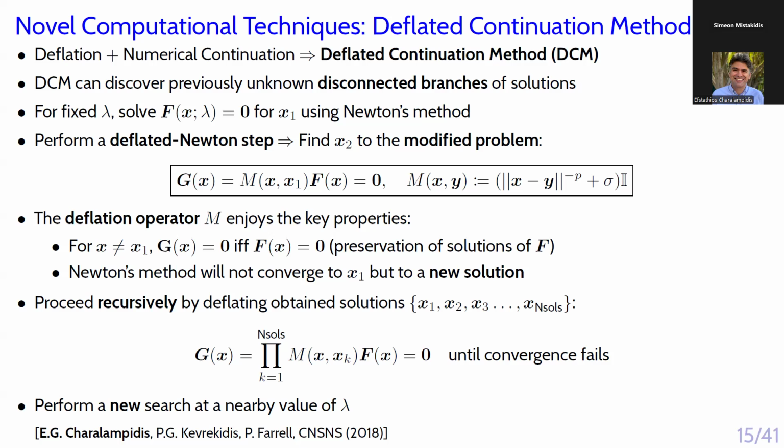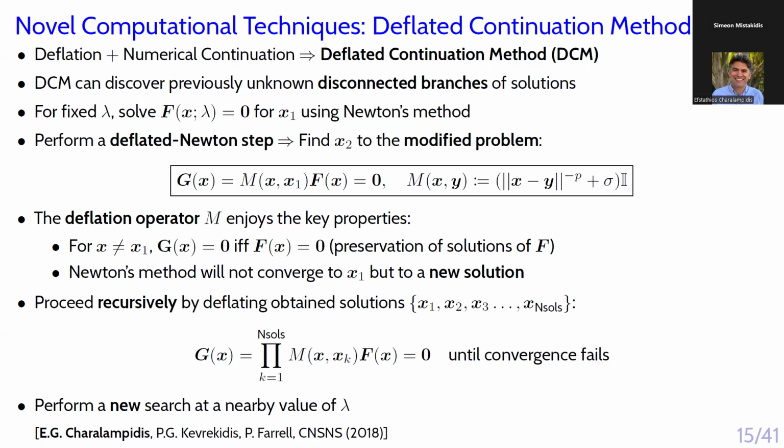Suppose that you have a standing problem, this one, and you fix lambda. So now your unknown is only x, and I'm going to find x1. Using Newton's method, I'm going to converge to x1. And then, if I want to investigate the possibility of finding more solutions for the very same parameter lambda, I'm going to deflate the solution, which means the following.